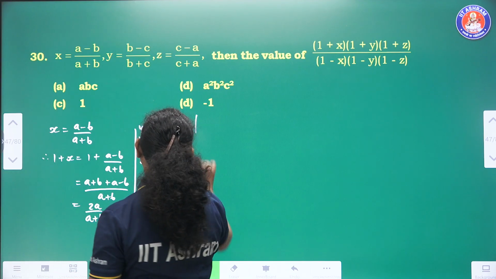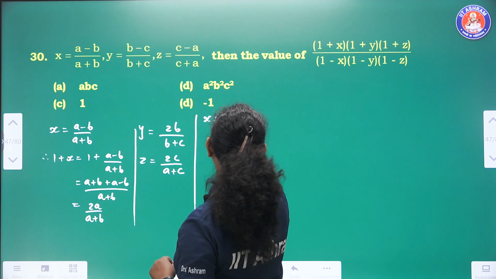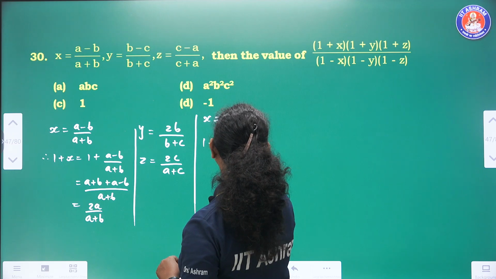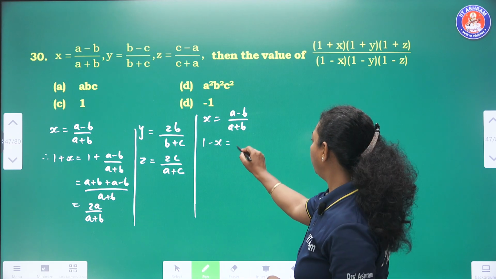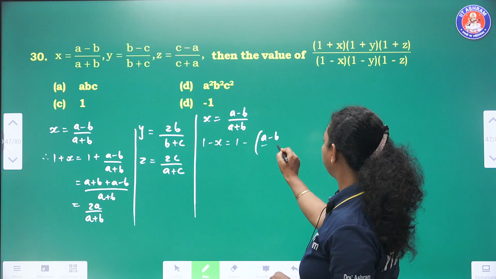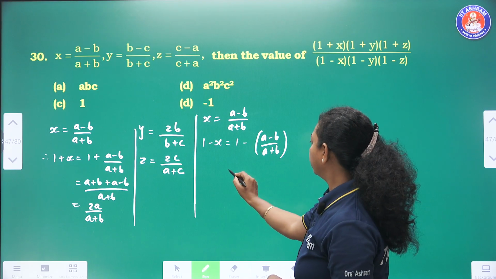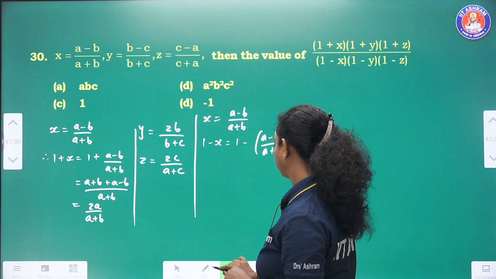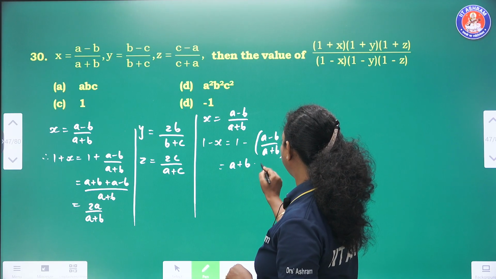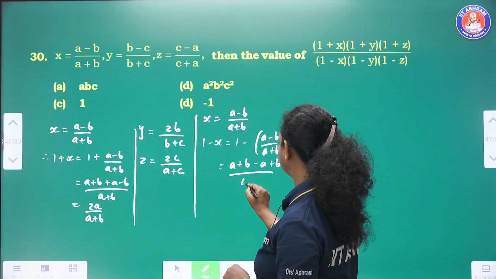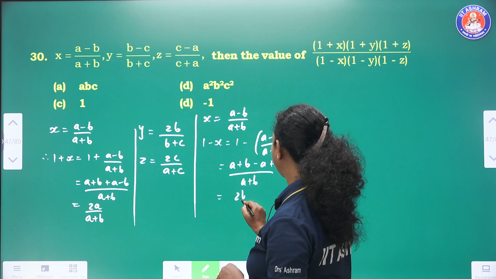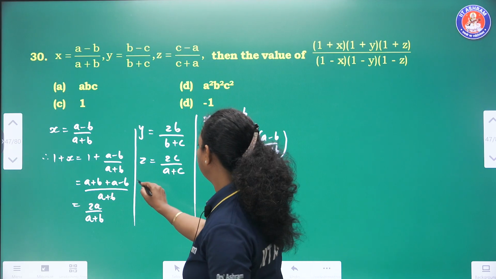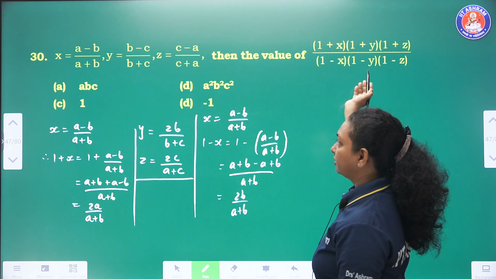Next is the denominator, with x equal to a minus b upon a plus b. So what is the value of 1 minus x? When we simplify this, 1 minus a minus b upon a plus b. So it is 1, when we take the LCM, it is a plus b minus a plus b upon a plus b. So now it becomes 2b upon a plus b. Is this clear?